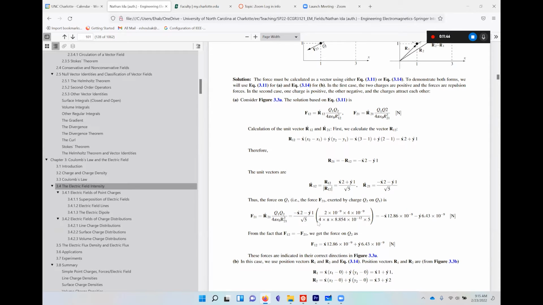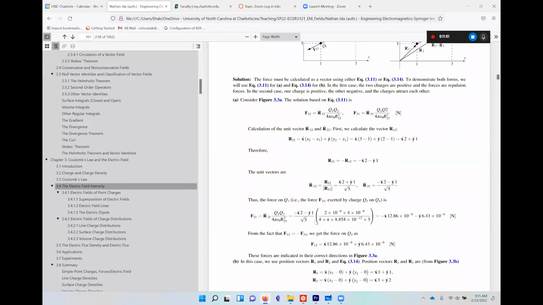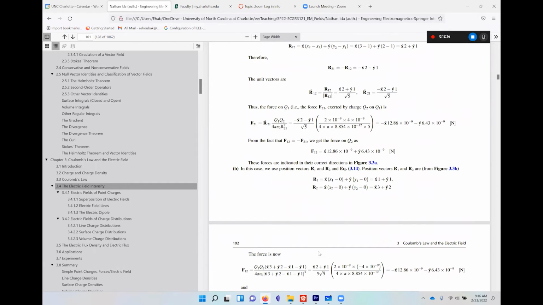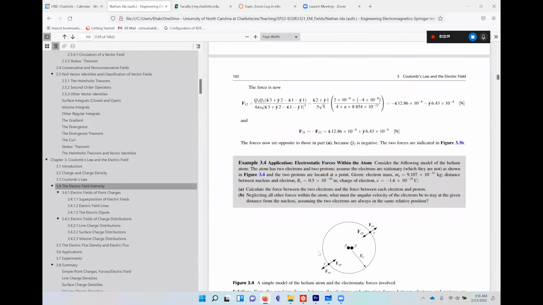It's 2 over square root 5 cubed. So no, there's an extra 5. So it's 5 to the power 3 over 2. This is 5, and this is 5 to the power 1 over 2. So it becomes 5 to the power 3 over 2. So it is the same result. Of course, this is all in Newton.